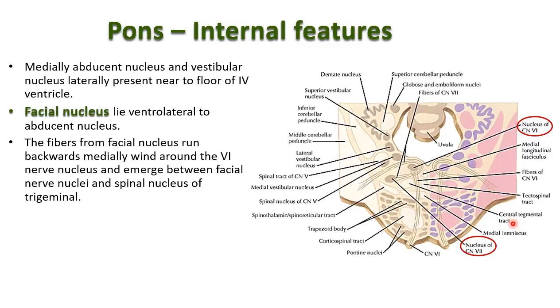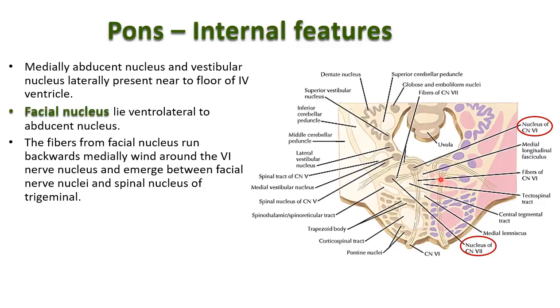Now why does this winding around take place? First, this winding around of the fibers forms a bulge or impression, which is called the facial colliculus. Second, the nucleus might have migrated from its original position, which was somewhere lateral and slightly medial. Even though it has migrated, it takes its original course of route, and this is a very good example of neurobiotaxis.